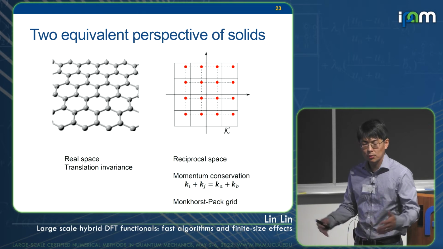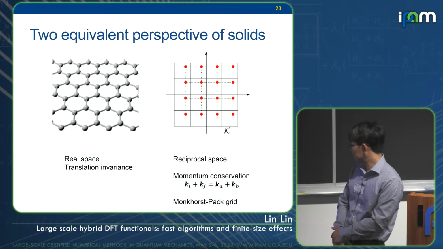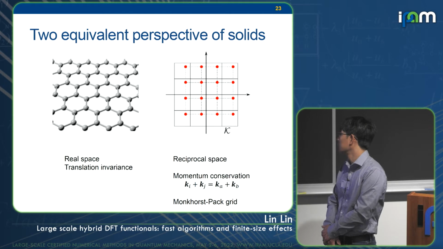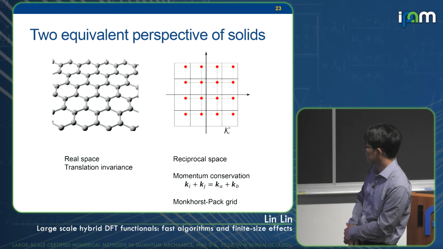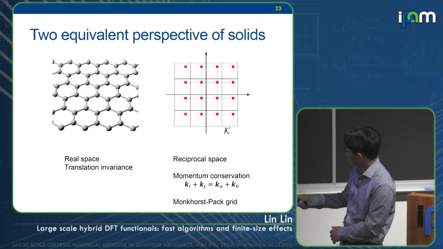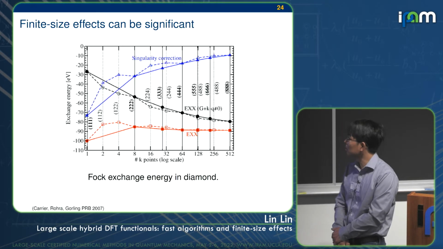And then you discretize the reciprocal space, the first Brillouin zone, using the so-called Monkhorst-Pack grid, which is basically a uniform grid, or a trapezoidal rule. And with momentum conservation, ki plus kj equals k plus kb, you get rid of one of them, and that reduces the computational cost as well. So we're going to focus on this perspective because that converts a lot of the problems into a quadrature problem.